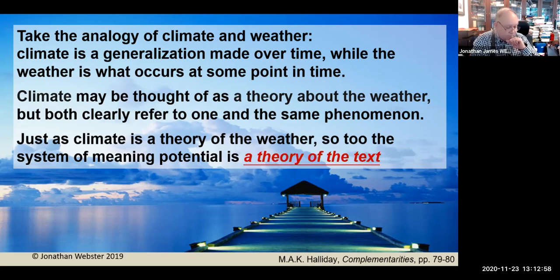Now, this is the analogy. Climate is a theory of the weather. System of meaning potential is a theory of the text. I really like how Halliday puts it like this, because what does that mean? That means that you cannot come to a conclusion about what is the system. You cannot draw conclusions and generalizations about the language except through the use of language, the text. The text becomes paramount to your being able to make claims and generalizations about what is language.